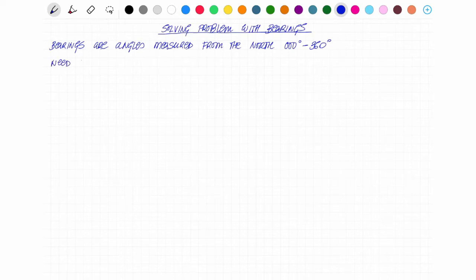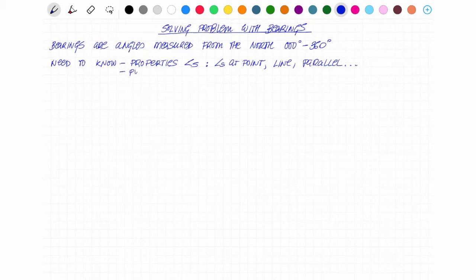To tackle all of these things, you need to know pretty much every single angle property and skill in the unit. That's what makes them tricky. You need all the properties of angles, and by that I mean angles at a point, in a line, parallel lines, all of the ones that you use in little parts. Then you need to know your Pythagoras theorem, and you need to be able to work with trigonometry.